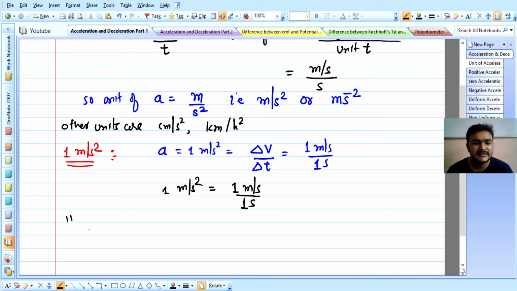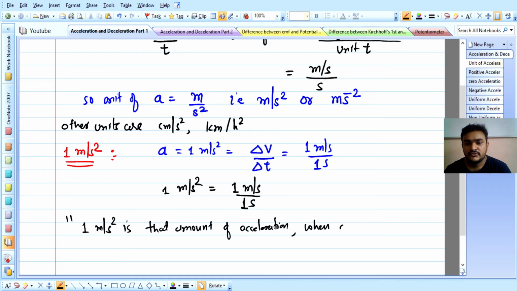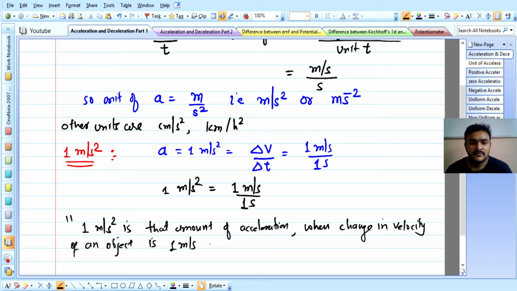So I can define it here that 1 meter per second square is that amount of acceleration when the change in velocity of an object is 1 meter per second every second. Okay, so this is the definition of 1 meter per second square.